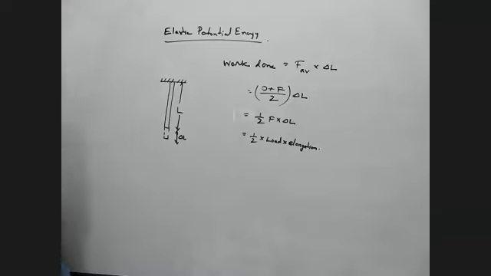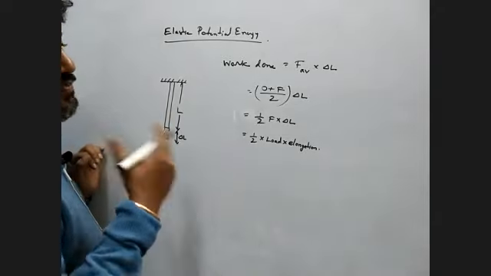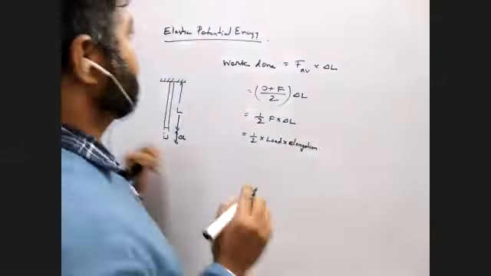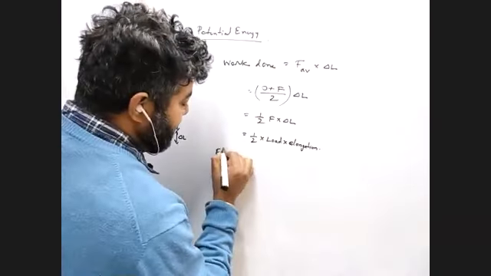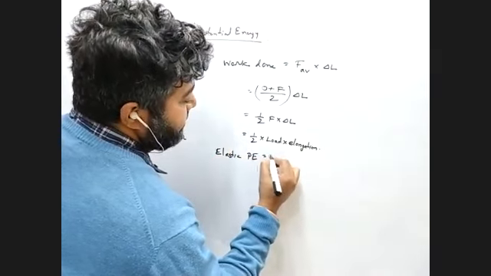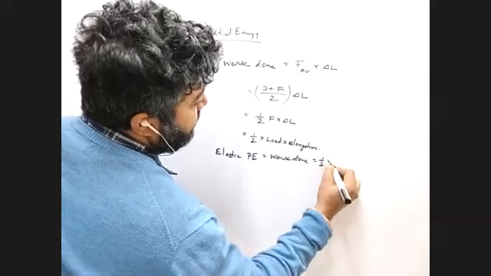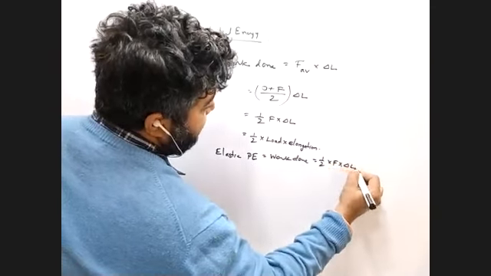Now this work done is stored as a potential energy. So elastic potential energy is the work done, that is, half force into change in length.